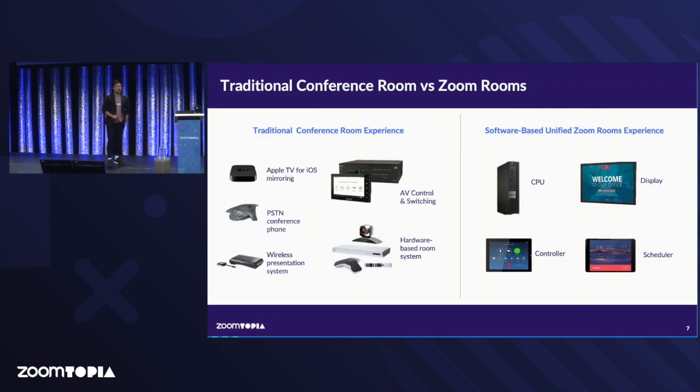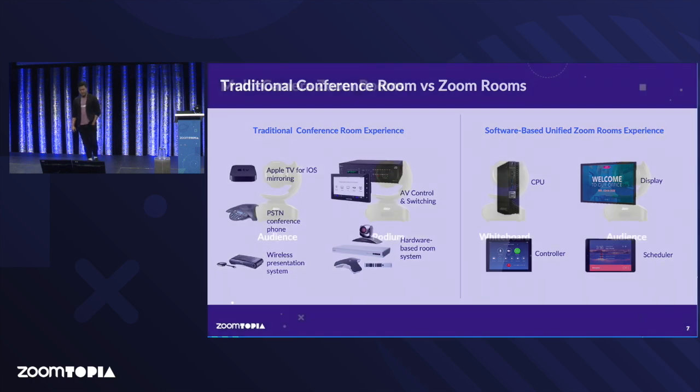Another comparison is, traditionally, on the left here, we have all of the conference room equipment that typically goes into a conference room, and obviously a Crestron device to somehow RS-232 and IR them together so that they work together. On the right, what we're aiming for is a very simple, software-based unified communication experience where the CPU is driving everything, and all of the device displays are connected directly to the CPU. The controller and scheduler connect through the internet.